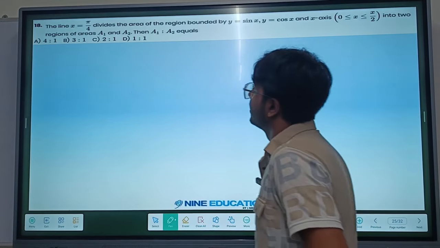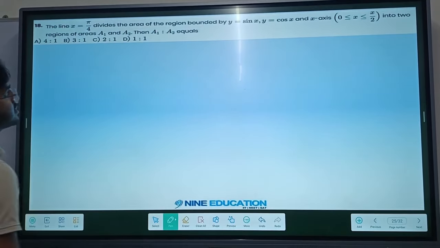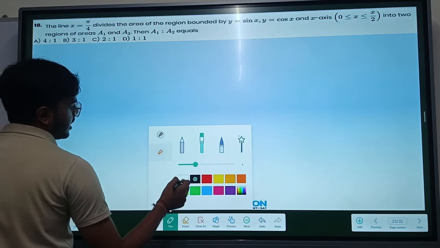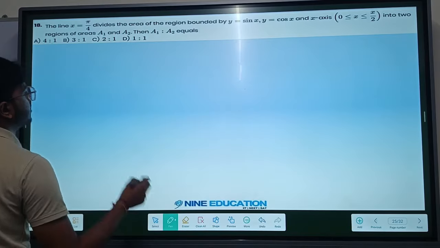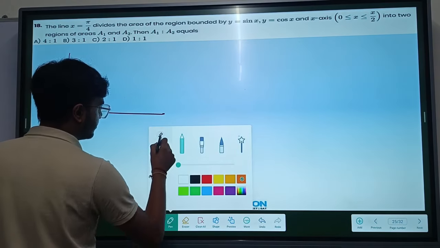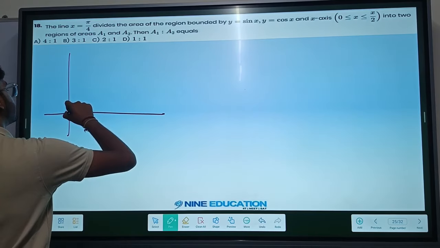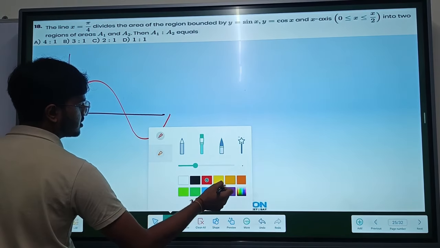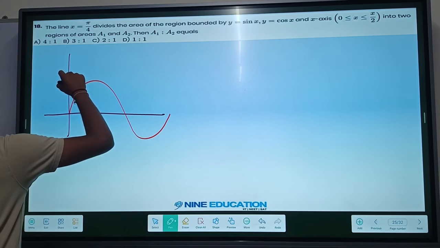Okay, next question. The line x equal to pi by 4 divides the area of the region bounded by y equal to sin x, y equal to cos x and x axis into two regions. So what do we have? Although it is a very simple question, if I want to solve it more properly, this is the graph of sin x, and the graph of cos x is something like this.